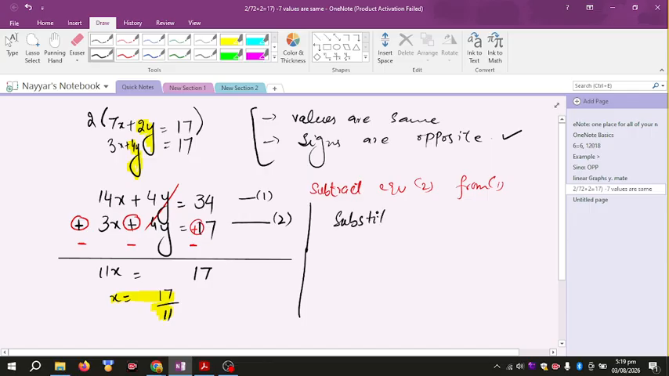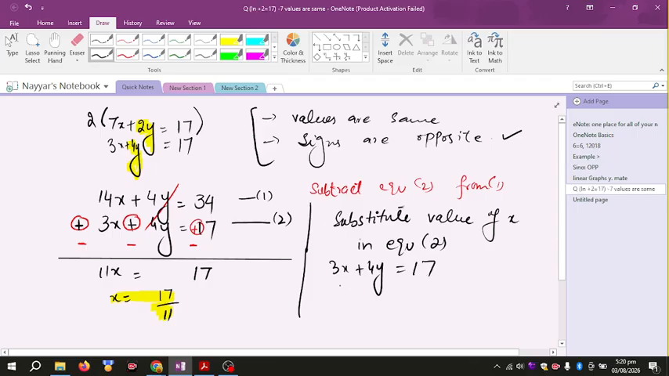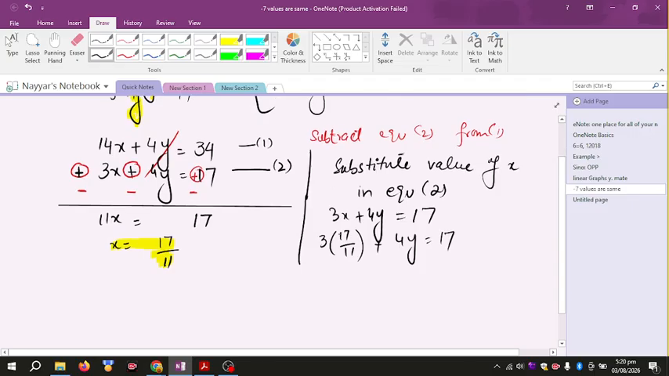Now you can substitute the value of x either in equation 1 or 2. So I'm substituting it in equation 2. So it is 3x plus 4y is equal to 17. Now I'm going to substitute the value of x in place of x. Now what is 3 times 17? 51, right? And upon 11 plus 4y is equal to 17.